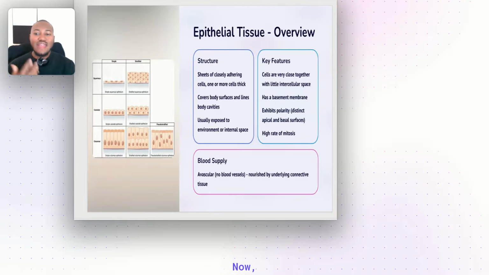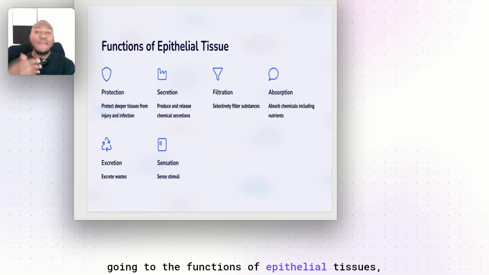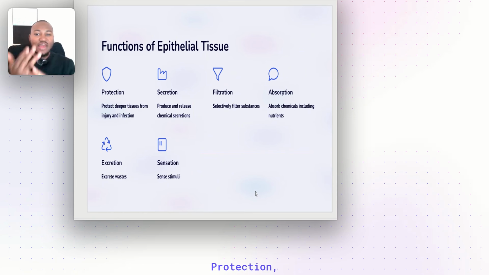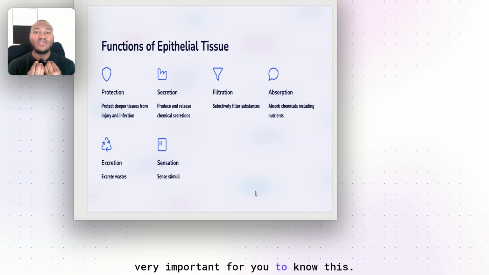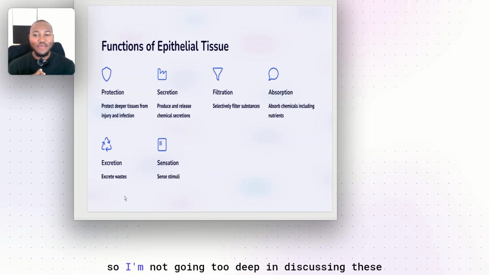All right? Now, going to the functions of epithelial tissues, there are 6 functions that you must remember: protection, secretion, filtration, absorption, excretion, and what? Sensation. It's very, very important for you to know this. All right? This is a recap, so I'm not going too deep in discussing these things.